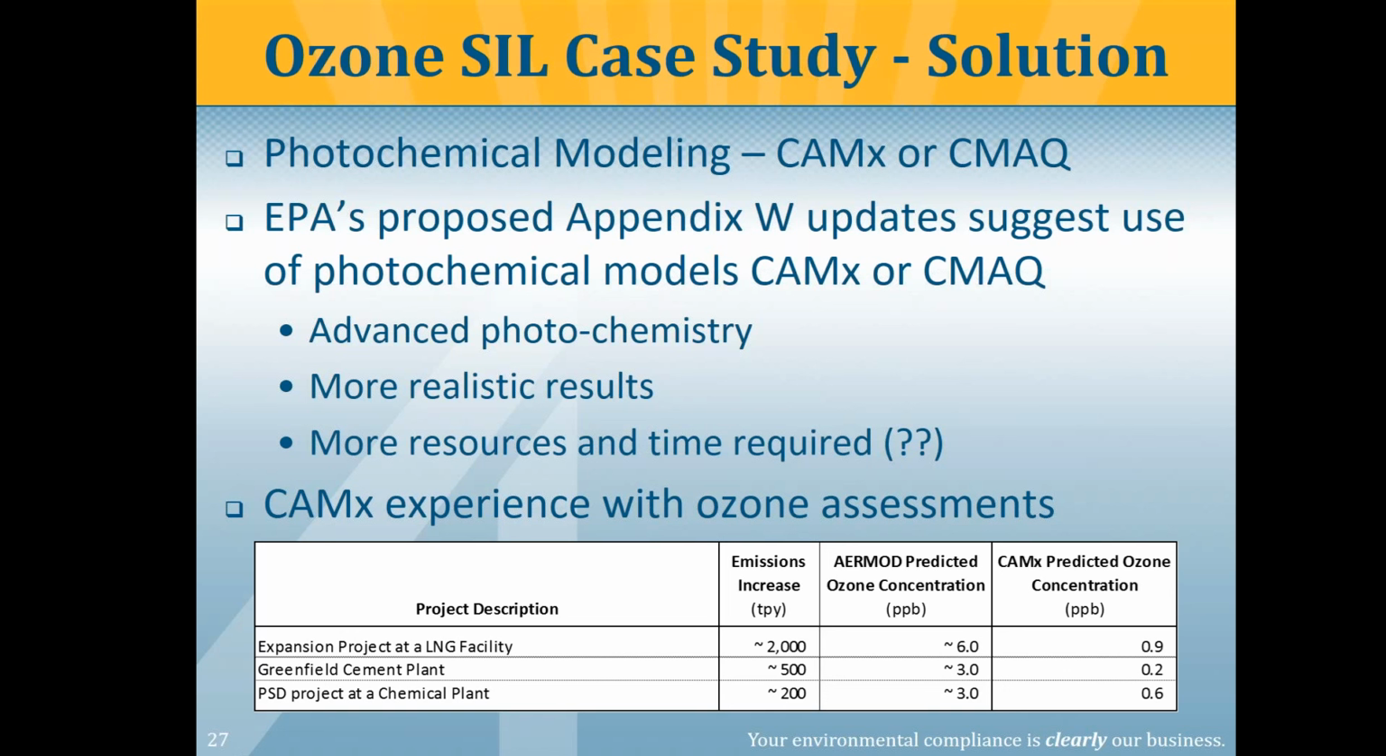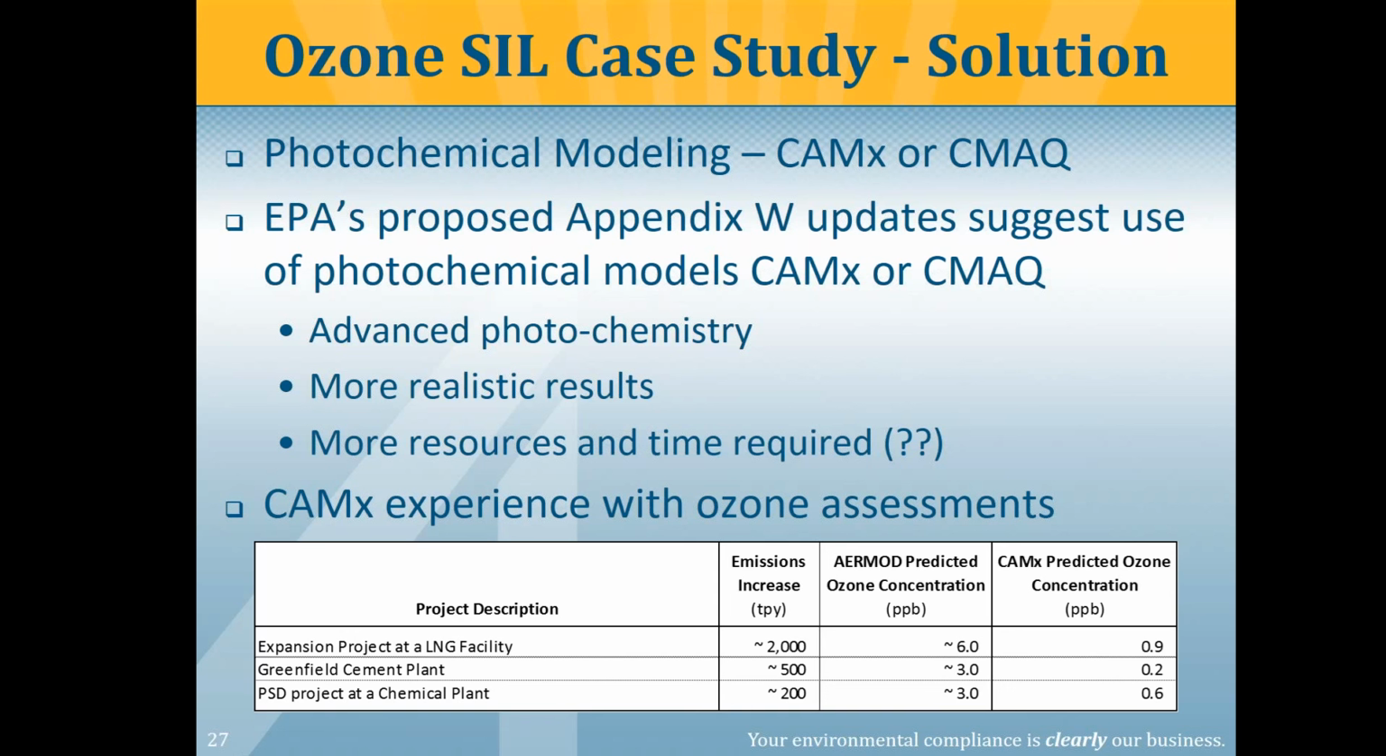So how will CAMx fare against this SIL analysis? Now think about the SIL analysis which we did in the case studies. We didn't have enough time and resources to actually run the same case studies on CAMx, but comparatively, our experience shows that we ran a PSD expansion at an existing LNG facility. The expansion was about 2,000 tons of NOx emissions. When we ran the AERMOD ratio method analysis, we were looking at somewhere around 6 ppb of ozone concentration, and now compare that to 1 ppb. There's no way we were going to be under the SIL.